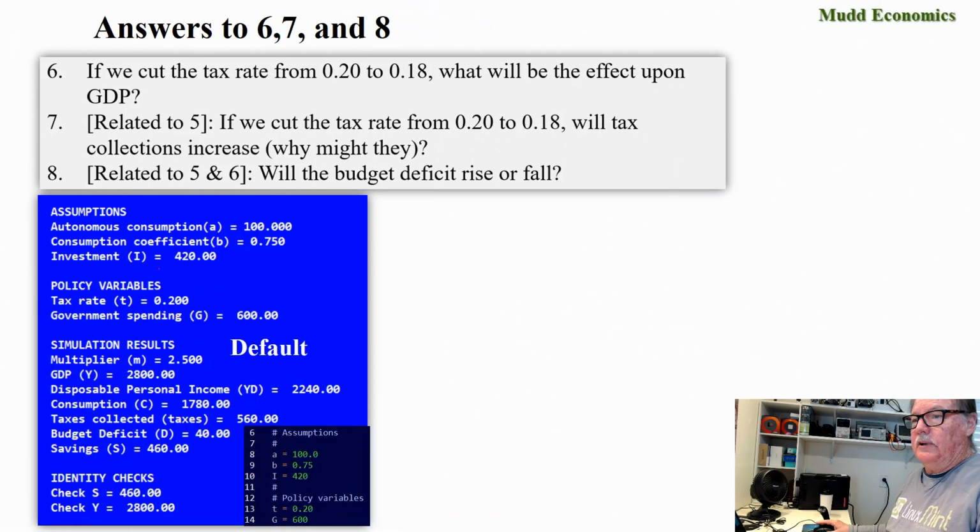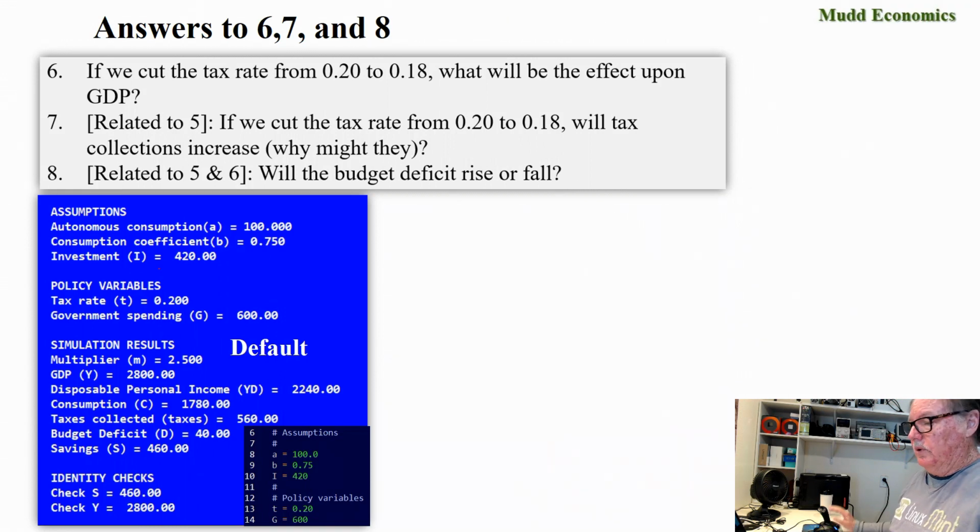Okay, questions 6, 7, and 8. If we cut the tax rate from 0.2 to 0.18, how will that affect GDP? And related to the previous question, if we cut the tax rate, will tax collections increase? We suggested they might, because this again will have a stimulating effect probably upon disposable income. It will raise taxes, therefore, or tax receipts, I should say, and that may offset the effect of the tax cut. We'll see if it does. And then what happens to the budget deficit if we cut taxes.